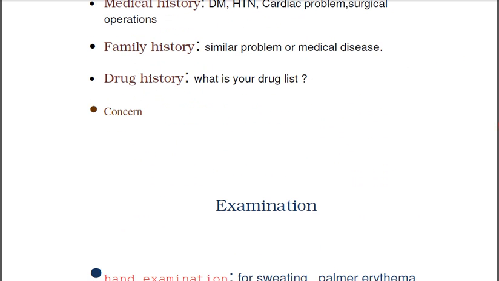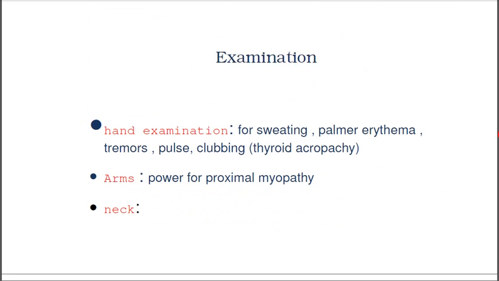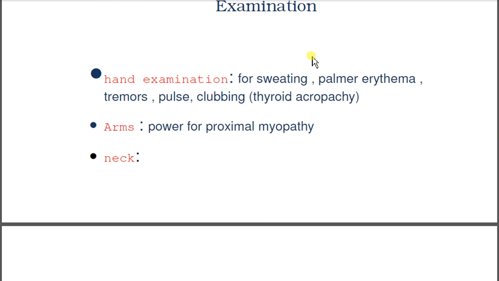Then the concern at the end, two minutes before finishing the case or finishing the station. How to approach examination for this patient? I will start with the hand examination for sweating, palmar erythema, and for tremors. Make the patient extend his hands in front of him to see if there are any tremors. I'm going to see if there is any clubbing for thyroid acropachy. I'm going to check the pulse for tachycardia or bradycardia.